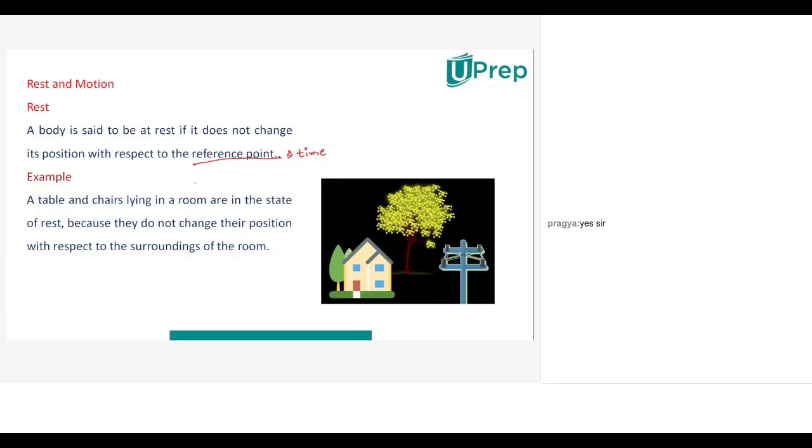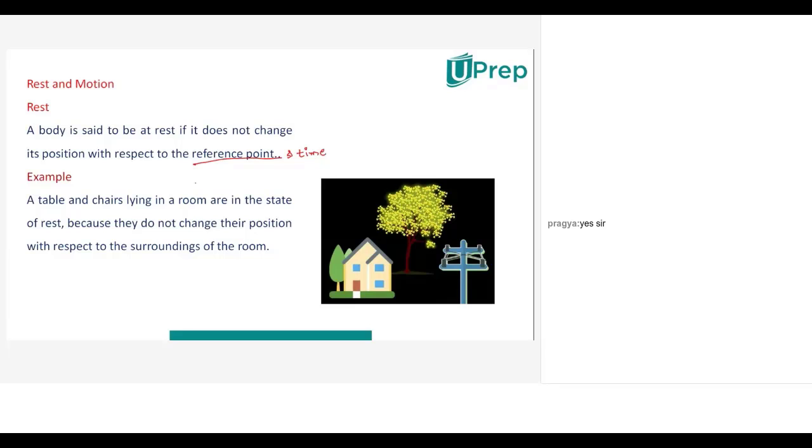Suppose, for example, you are at a railway station on a platform and a train is not moving. The train has arrived at that station and stopped for some time, and you are observing that train. If the position of that train is not changing with respect to you, then what do you say? It is in a state of rest, isn't it? Yes, sir. Right. So state of rest means what? If a body does not change its position with respect to time or with respect to the reference point or surroundings, then the object is said to be in a state of rest.